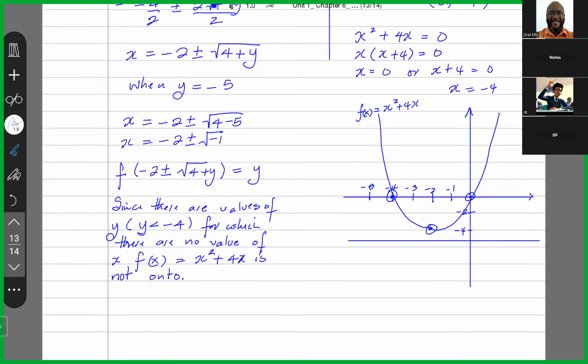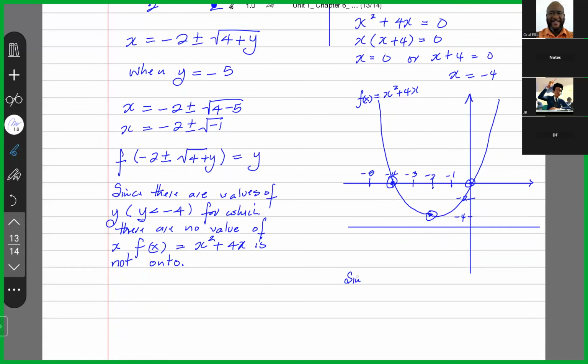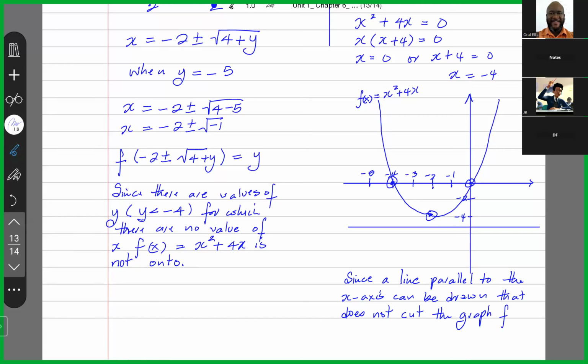So therefore, since a line parallel to the x-axis can be drawn that does not cut the graph, f of x is not onto.